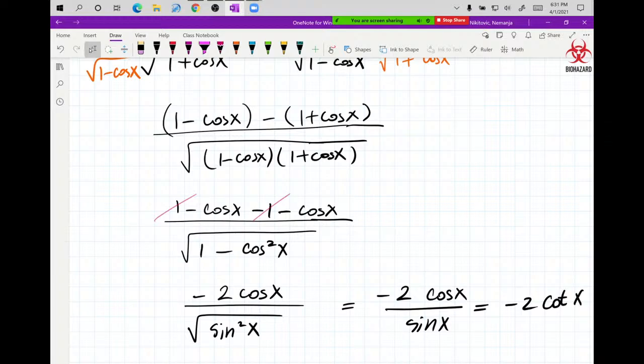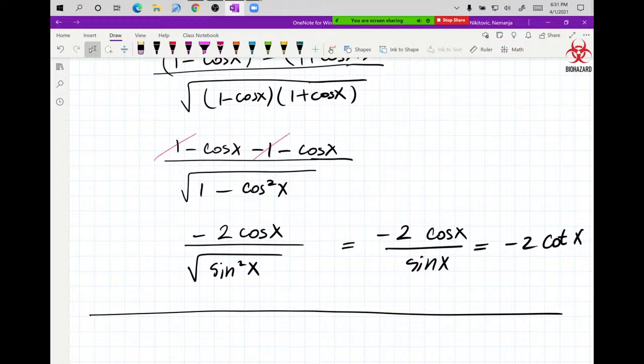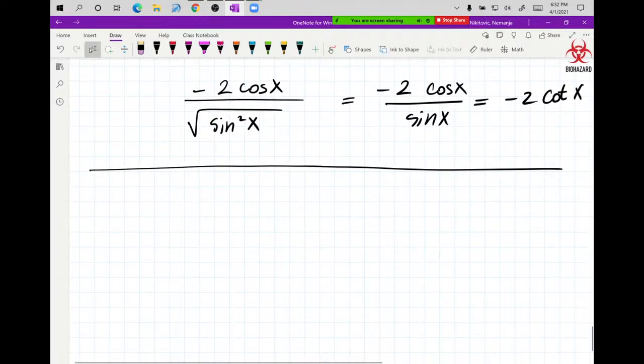And get that 1 minus cosine squared x, which is sine squared x. The root cancels at that point. Cosine over sine is cotangent. Absolutely amazing problem. I picked a random one and there we go. It worked out great.